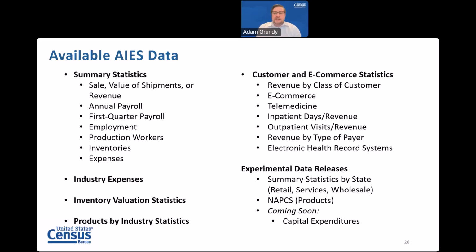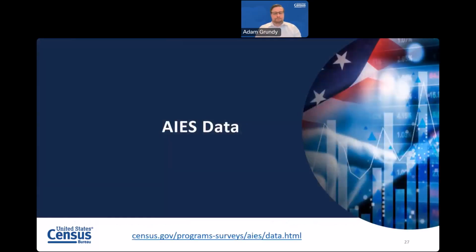We have summary statistics by state for retail services and wholesale sectors. The NAPCS, or North American Product Classification System, product release has already been released. And the last data release for the AIS for this particular cycle is our capital expenditures, coming out next week. The way you can stay tuned to our AIS data is the data page found on the bottom of your screen.